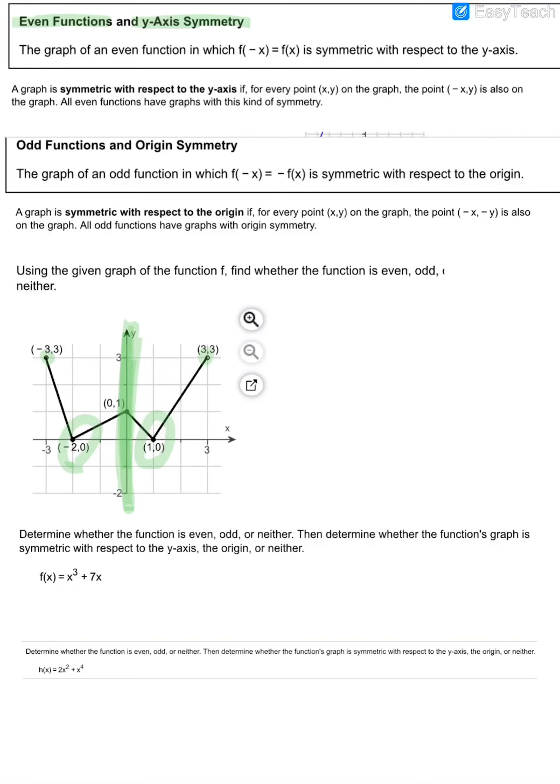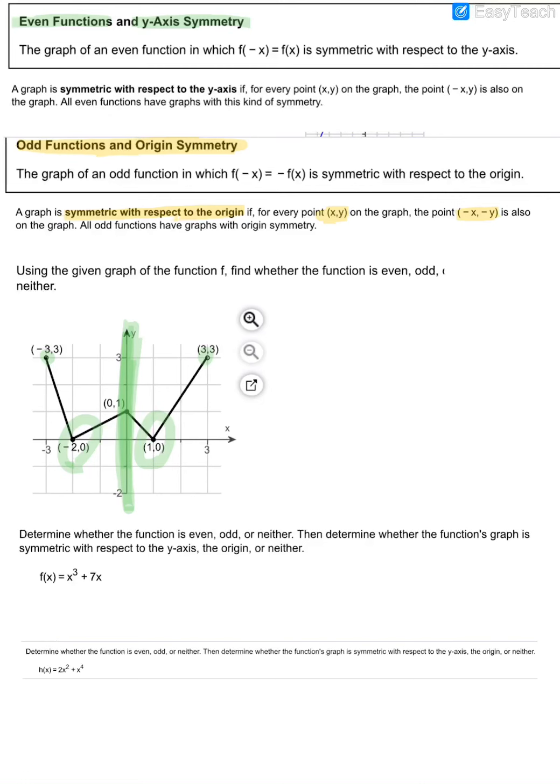Whereas if you're looking at odd functions, you're going to be looking for symmetry around the origin. And actually it's going to be easier if you look at some points on the graph in that case. When you're looking for symmetry with respect to your origin, if you have a point on your graph and then you take the negative of each of those values, if that point is also on the graph, that's when you have symmetry around your origin.